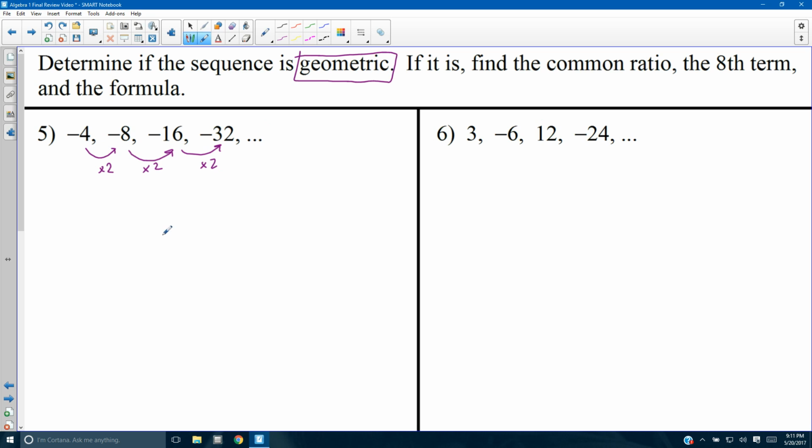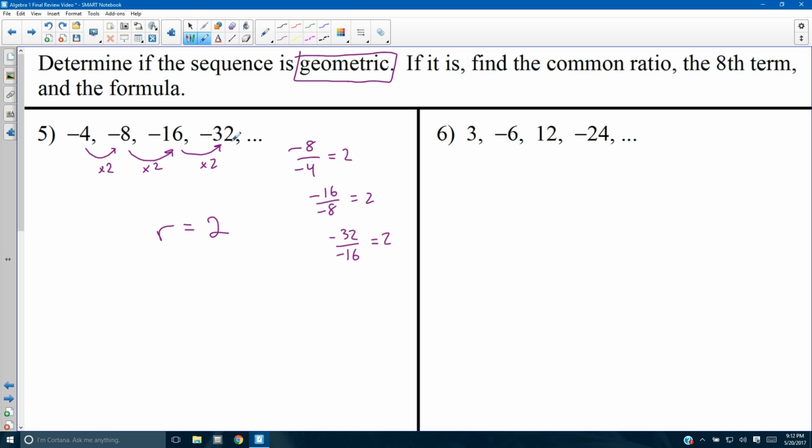Your common ratio is 2 because negative 8 divided by negative 4 is 2, and negative 16 divided by negative 8 is 2, and negative 32 divided by negative 16 is 2. That gives you this common ratio. Okay. If the numbers were too hard to determine what to multiply by, always do this division to figure it out. That's why I'm saying this right now. I really want you to hear that out loud.